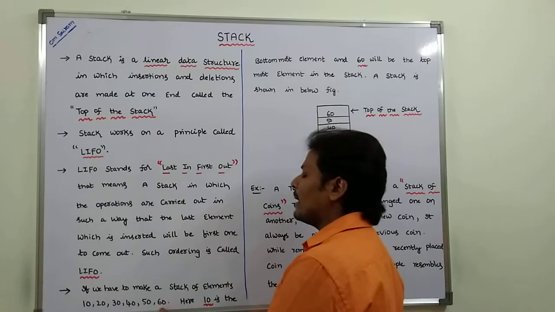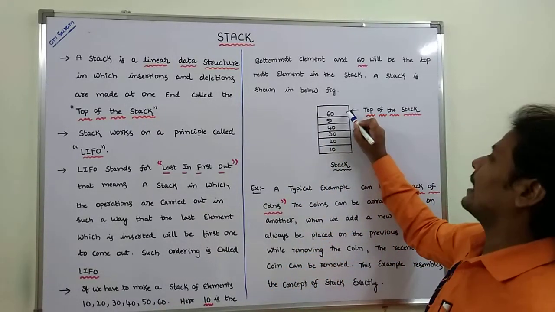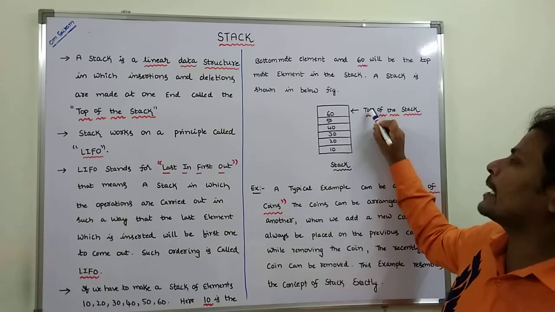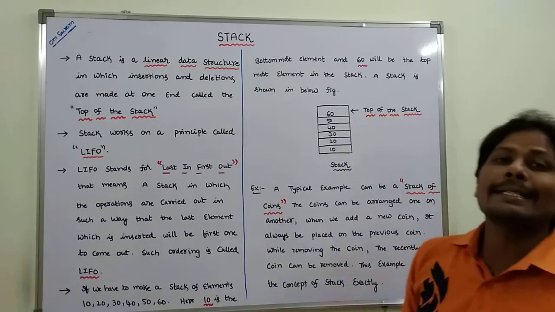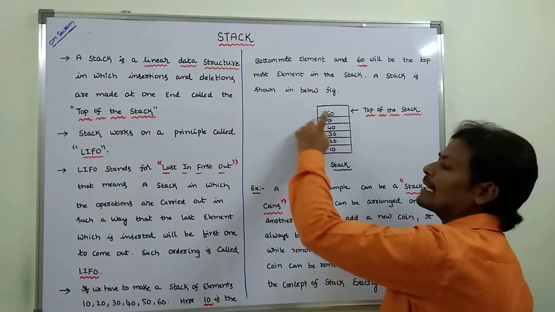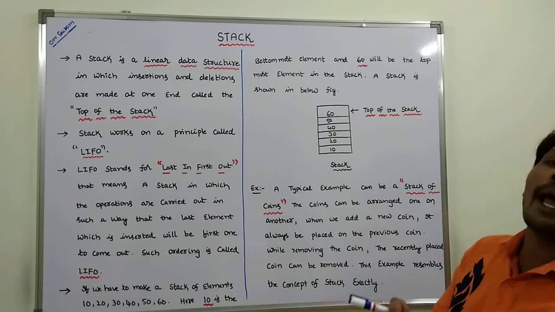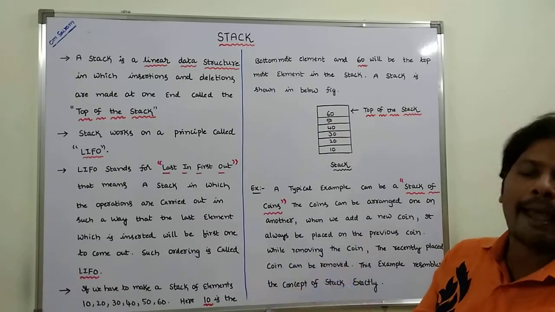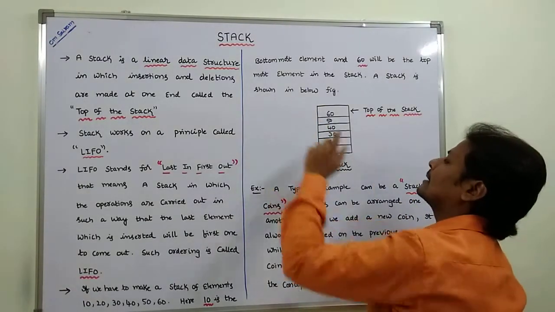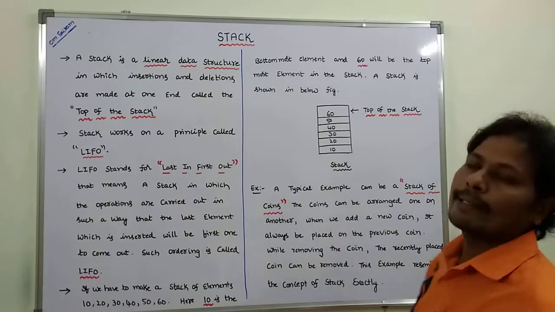Finally, what is the element that is inserted at the last? That is 60. Top pointer points to only the 60 element. Okay, so this is the element that is inserted at the last. So top pointer points to the element that is inserted at the last. So in the stack, 10 is the bottom element and the top element is the 60 element.